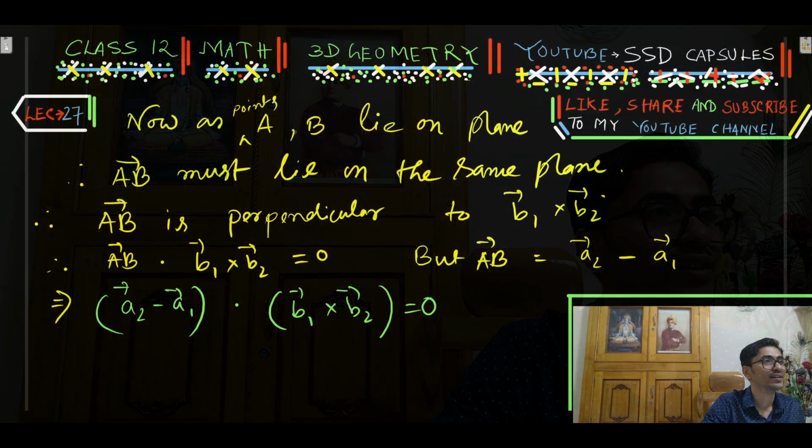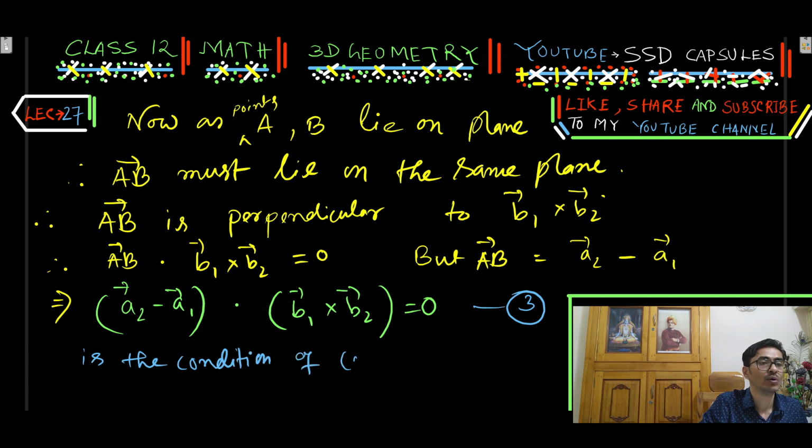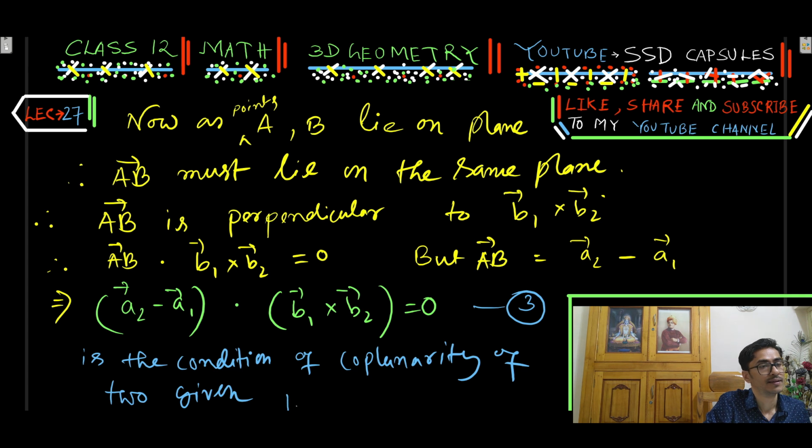So this is the equation 3, the condition of coplanarity of two given lines.